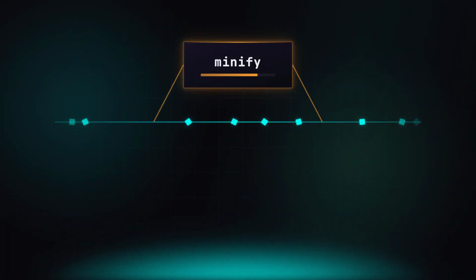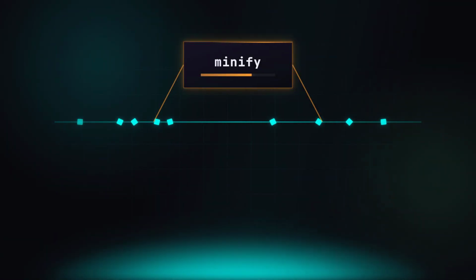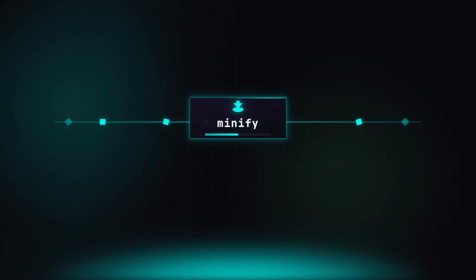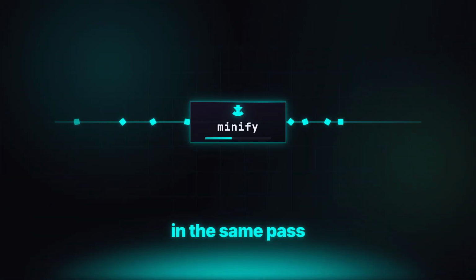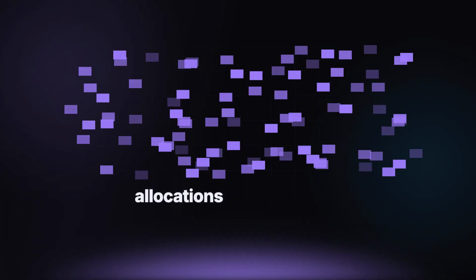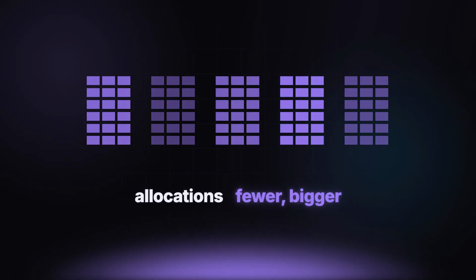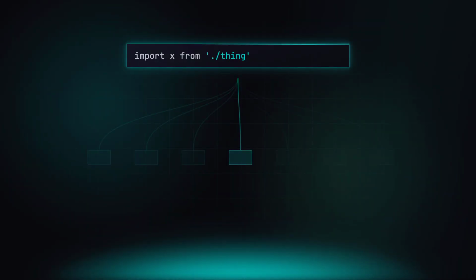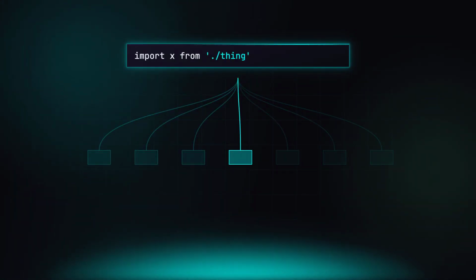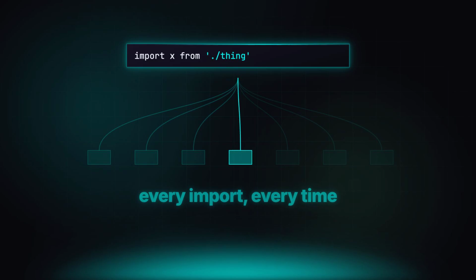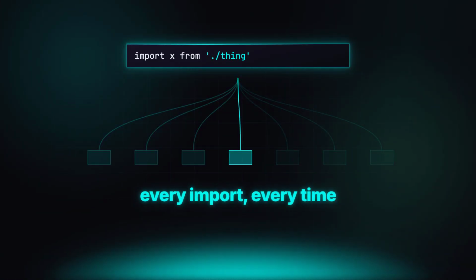And minifying is no longer a separate tool bolted on the end. OXC does it in the same pass, on the same tree. Underneath it all, fewer and bigger allocations. That is the unglamorous half of why Rust tools feel fast. Resolution matters more than you would think. Every import in your project is a small file system hunt, thousands of times.